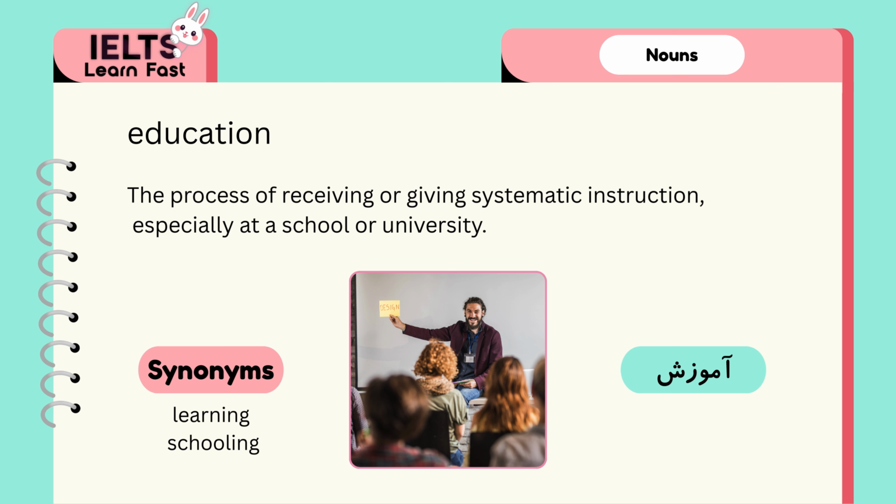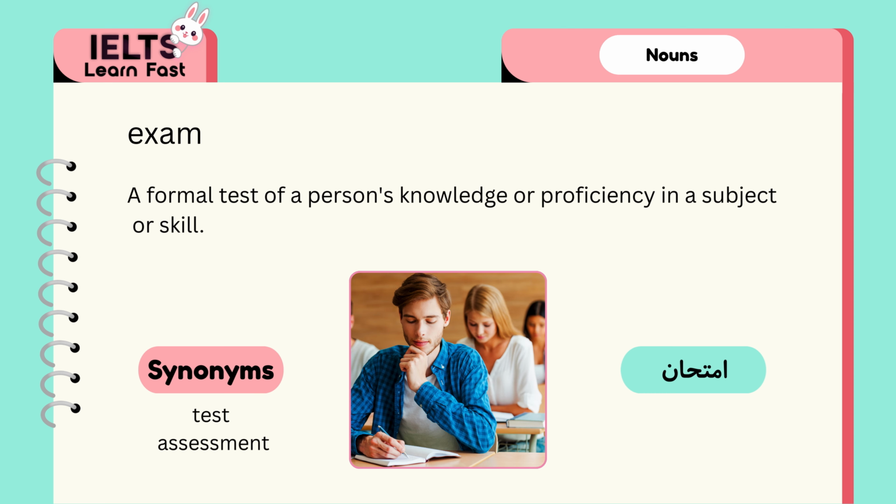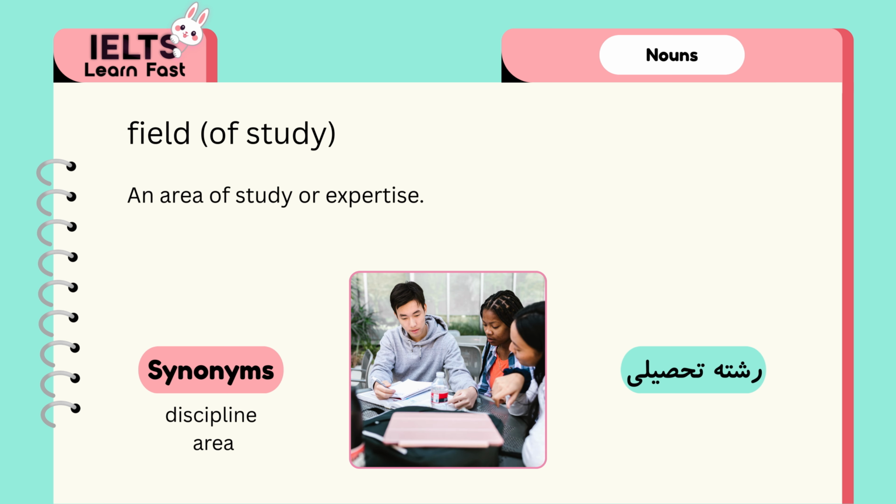Education: the process of receiving or giving systematic instruction, especially at a school or university. Synonyms: learning, schooling. Exam: a formal test of a person's knowledge or proficiency in a subject or skill. Synonyms: test, assessment. Field of study: an area of study or expertise. Synonyms: discipline, area.